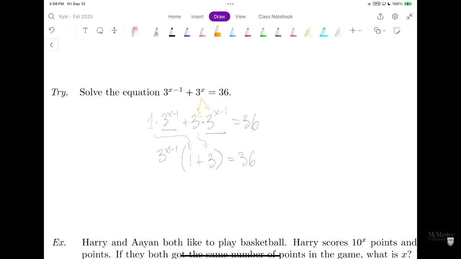Okay. From here, we have 4 times 3 to the x minus 1. Let's divide both sides by 4. So we have 3 to the x minus 1 is equal to 9. 9 is just the same thing as 3 squared. So let's compare those exponents. We know x minus 1 is equal to 2. So that tells us x is equal to 3.